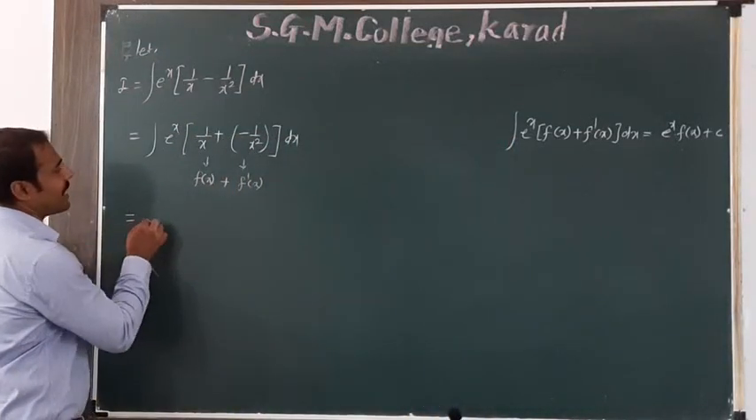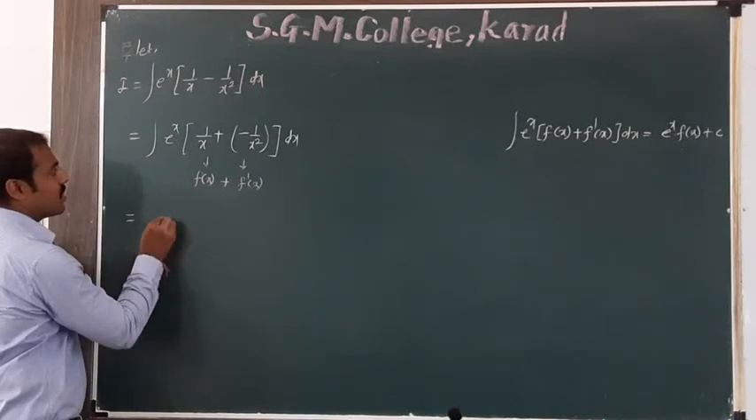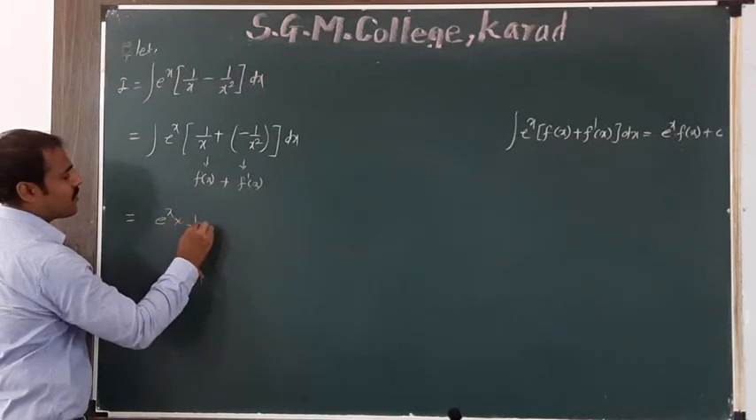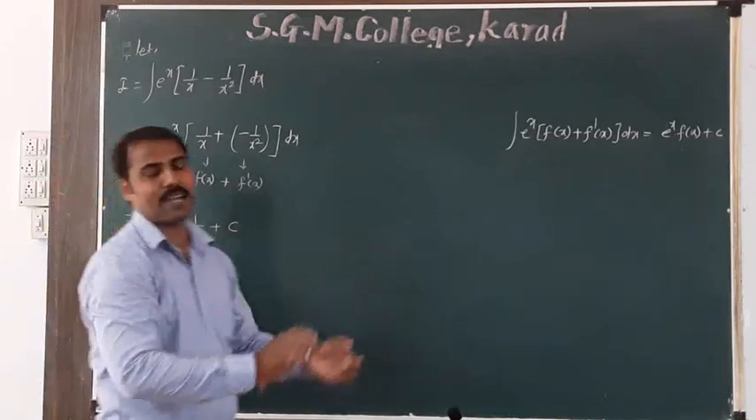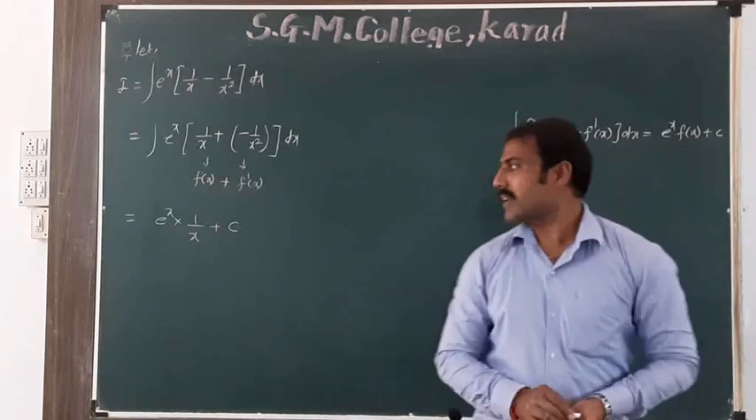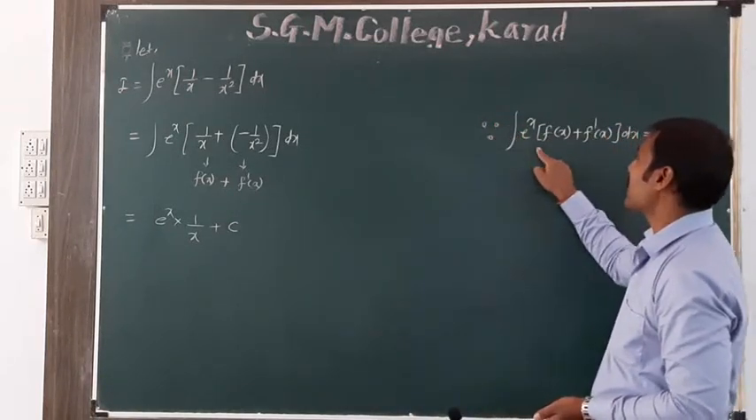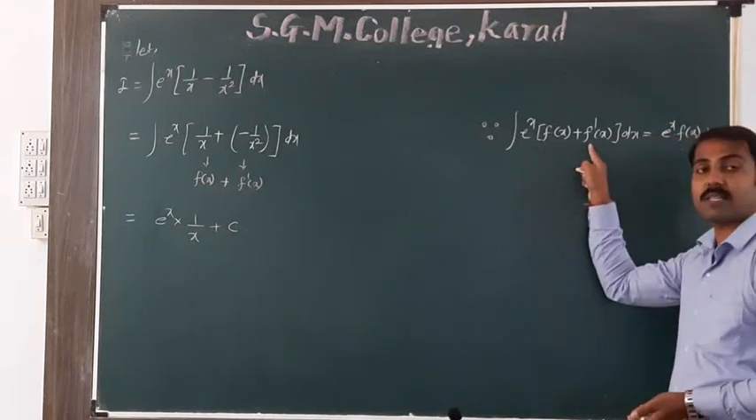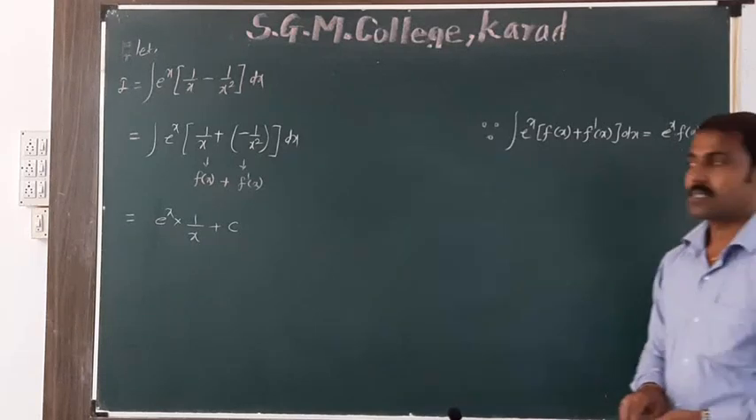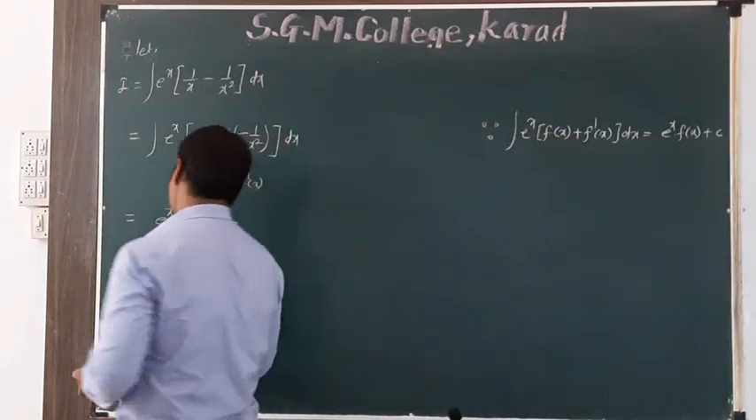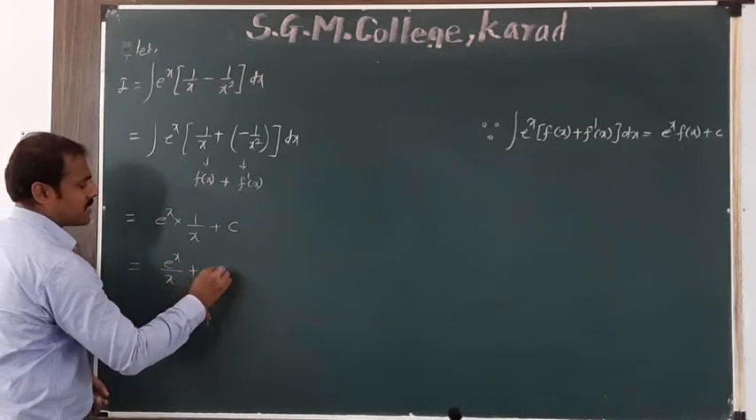So directly I can write that this is equal to e raised to x into f of x, which is 1 upon x, plus constant of integration. Here is the final answer. And write a reason: since integration of e raised to x into bracket f of x plus f dash of x dx is equal to e raised to x into f of x plus c, this can be simplified as e raised to x divided by x plus constant of integration c.